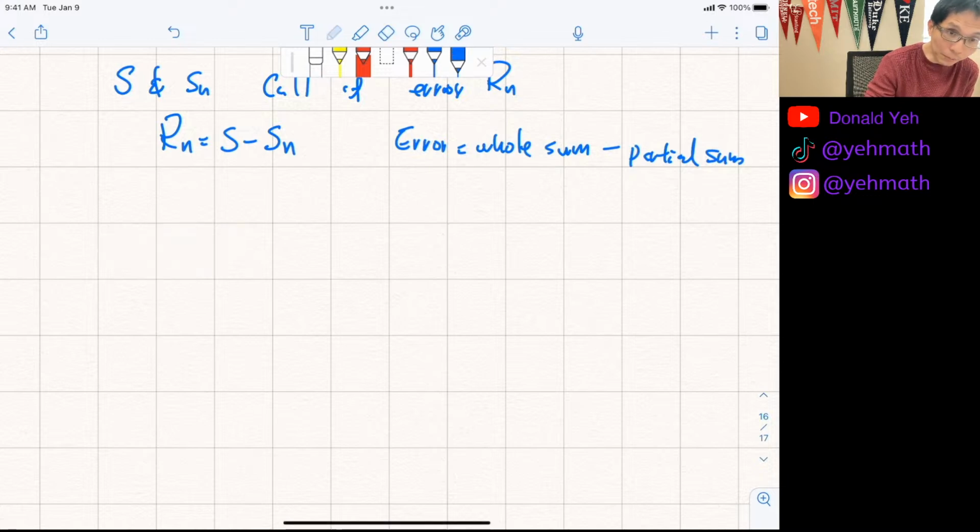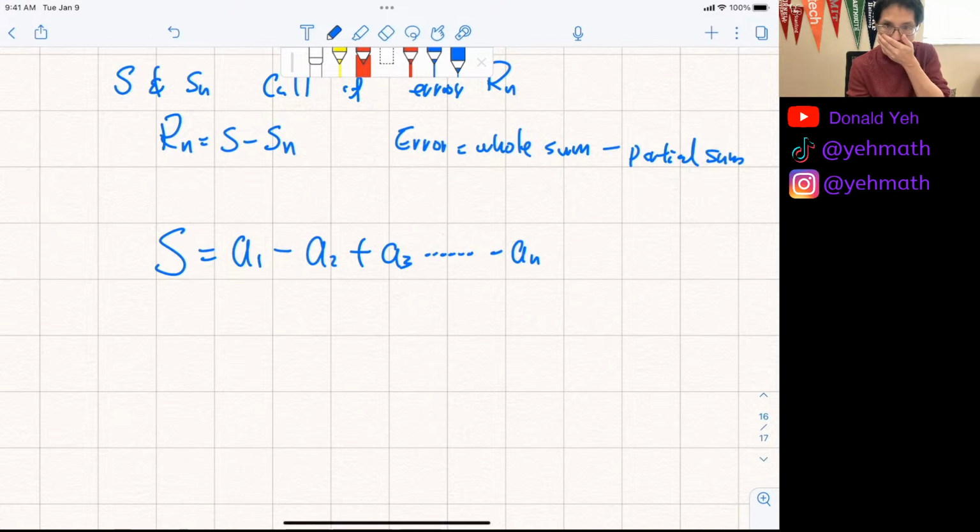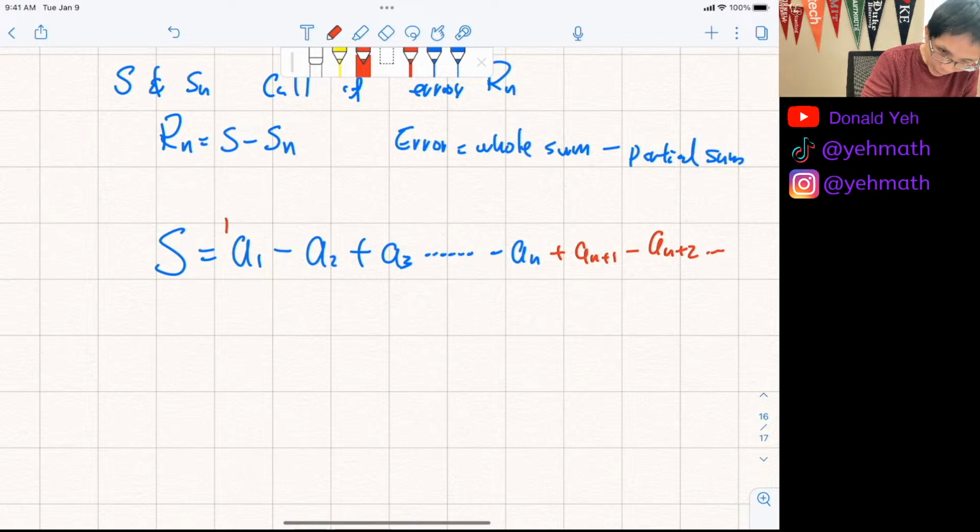So we're gonna say S is equal to the whole sum. The whole sum is gonna be A1 minus A2 plus A3, keep on going until minus A to the n. There's also the next term, A n plus 1, minus A n plus 2. It just keeps on going. But this whole thing, we're going to call the whole sum.